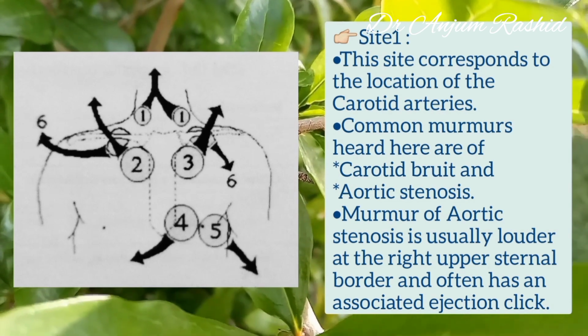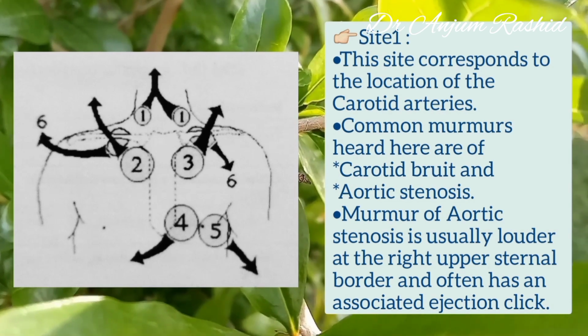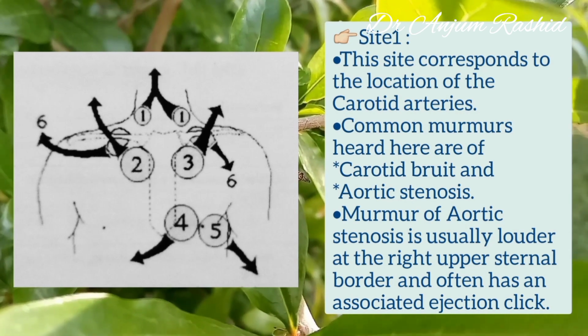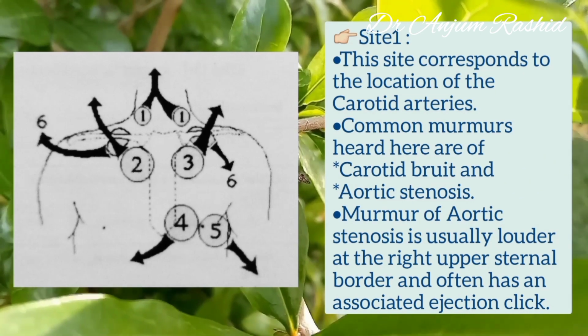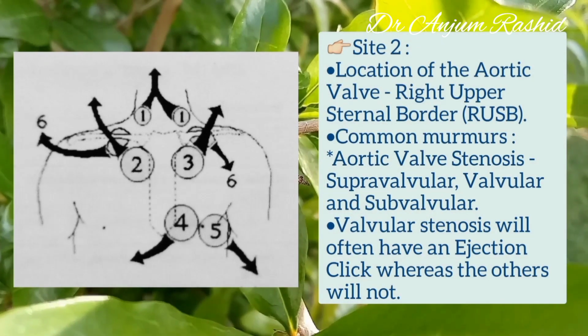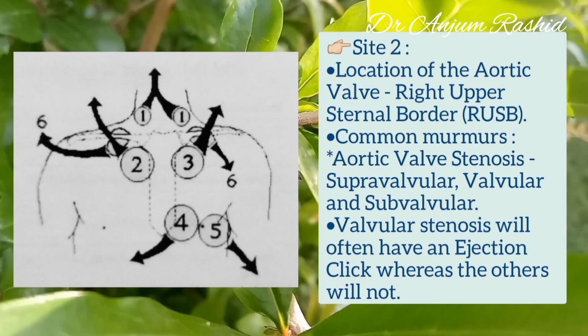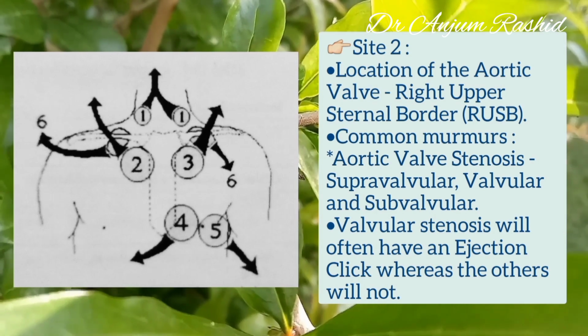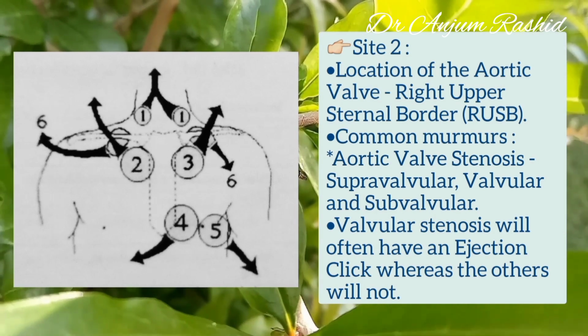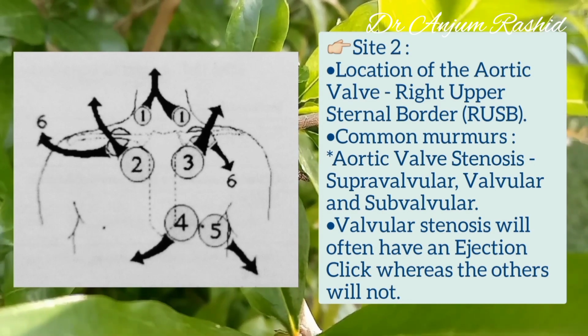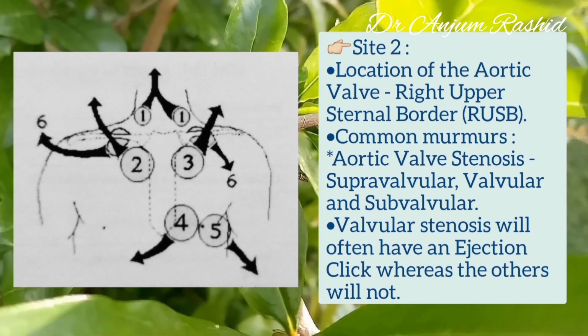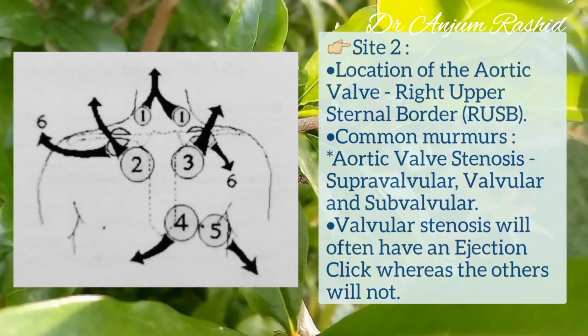Now the murmur of aortic stenosis is usually louder at the right upper sternal border and often has an associated ejection click. Next is site 2. It is the location of the aortic valve and it is at the right upper sternal border. Common murmurs heard here are supravalvular aortic stenosis, valvular aortic stenosis and subvalvular aortic stenosis. Now valvular aortic stenosis will often have an ejection click whereas the others will not.